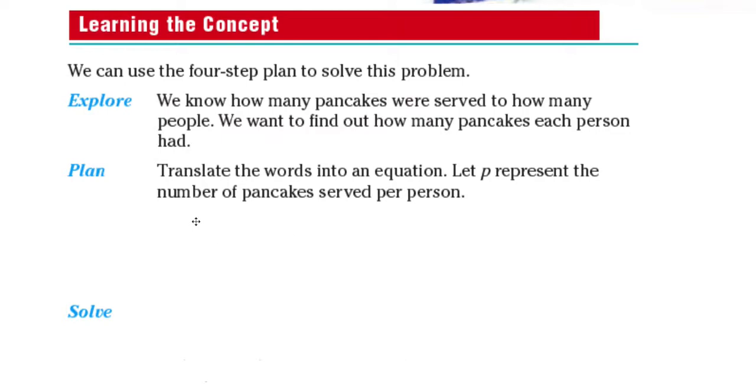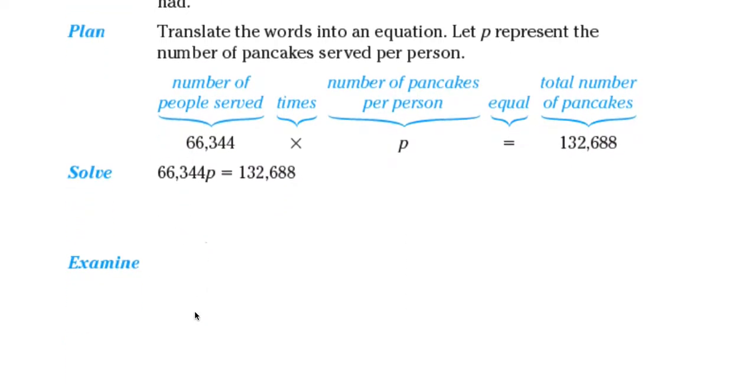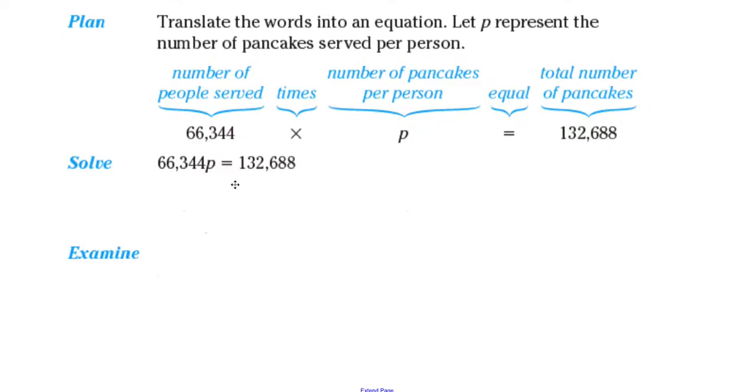So let's translate the words into an equation. You have the number of people served, which is 66,344, multiplied by the number of pancakes per person, which is P, is equal to the total number of pancakes, which is 132,688. If we write our equation, we have 66,344p equals 132,688. In trying to solve for p, we divide both sides by 66,344, and we end up with 2.